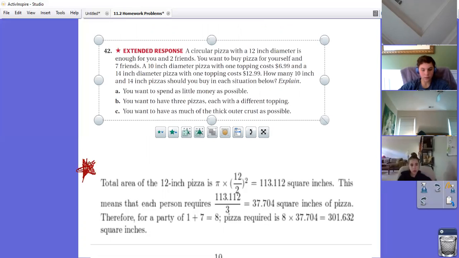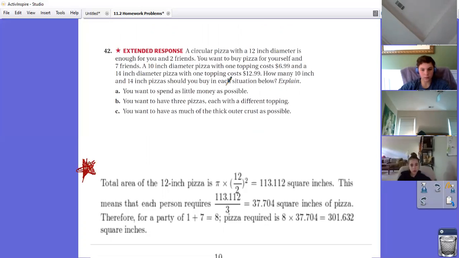You're getting some pizza for you and 7 of your friends. So that's eight people total, including yourself. The first sentence of the problem says a circular pizza with a 12-inch diameter is enough for you and 2 friends. That sentence is really what you need to figure out how much pizza each person can eat. So I'm going to find the area of this 12-inch pizza.